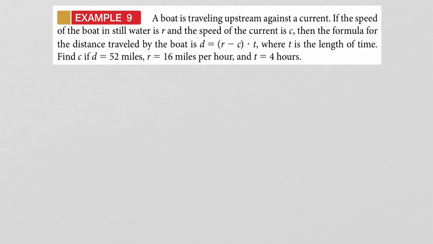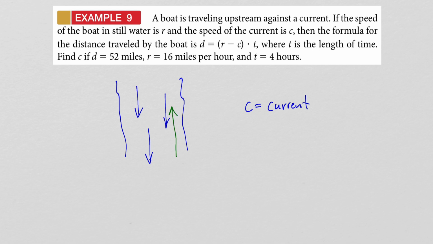Let me explain the formula first. So if you are in a river and the current is flowing, say, in this direction at a certain speed c, so c is the current, if you are trying to travel against that current at a rate r, right, so the r is the rate or speed of the boat in still water, the current is going to act against however fast the boat is trying to go. So the net speed of the boat, right, is going to be r minus c. It's how fast the boat would be going in still water minus how fast the current is going.